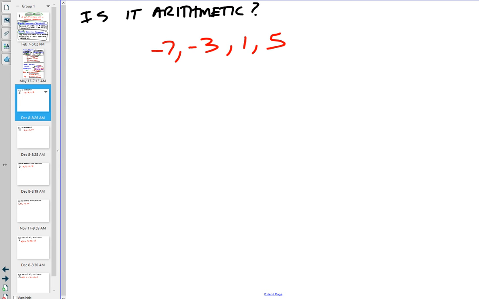Here is a set of numbers. Most of the time you'll see it with a comma and a dot, dot, dot. Feel free to add that. I guess I just forgot to write it.